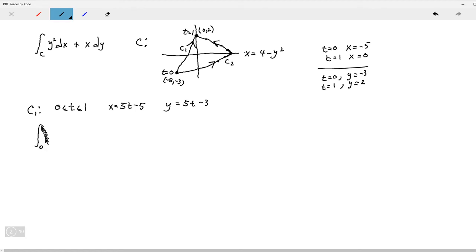So t is going from 0 to 1. Now y squared dx. So y squared, here's y squared. I'm just losing my place here. Here we go. So that's going to be 5t minus 3 squared. Dx, that's the derivative of x, so that's times 5, plus x, which is 5t minus 5, dy, the derivative of y is also 5, and this whole thing is now dt.